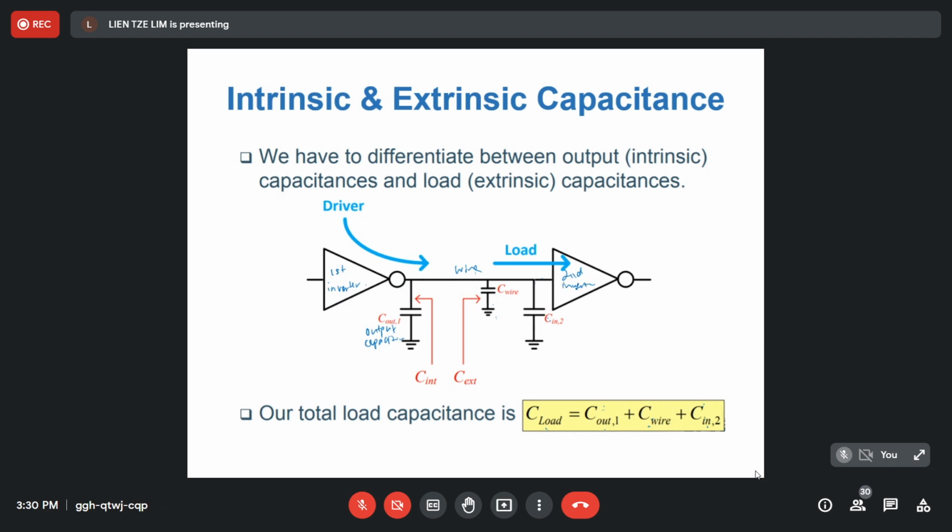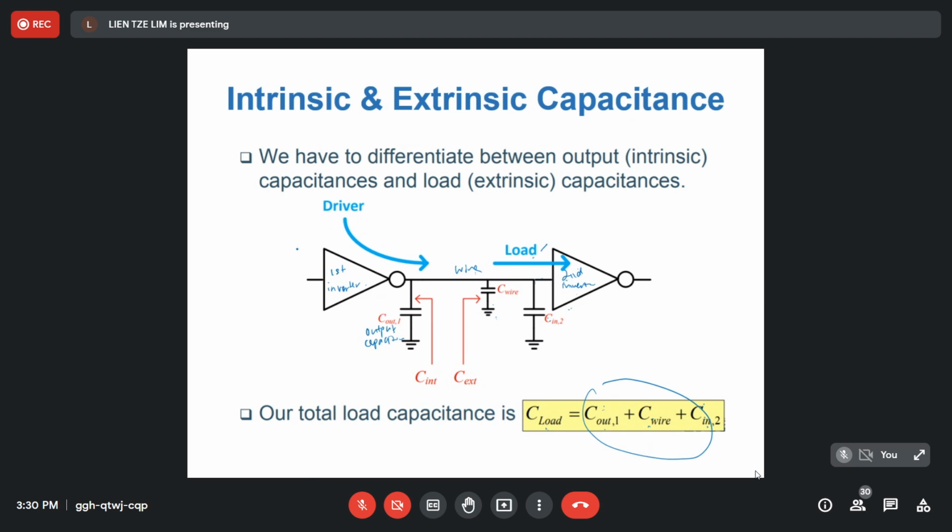This second inverter we call it the load. It functions as a load. So the load capacitance means the load that is being driven or connected to this driver. This is the load capacitance. We should take all of this into consideration. Already mentioned, this is the load.